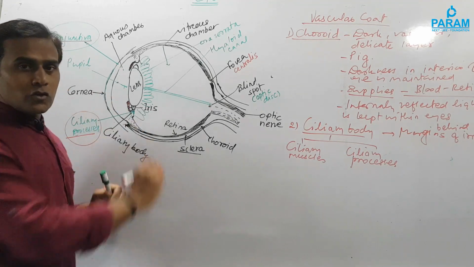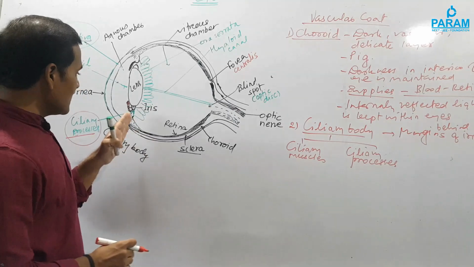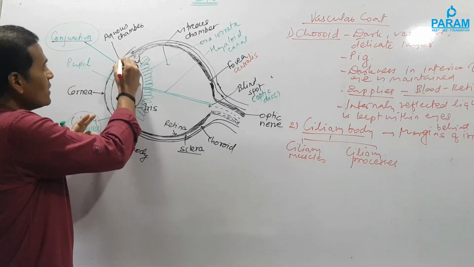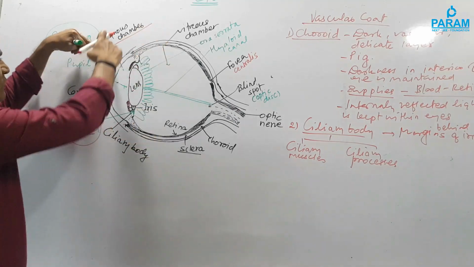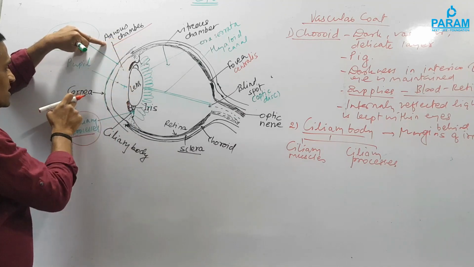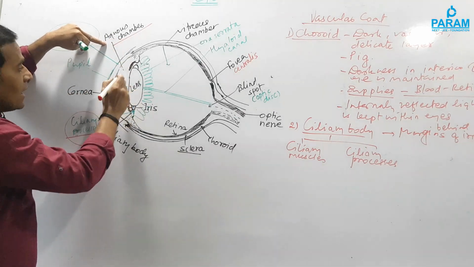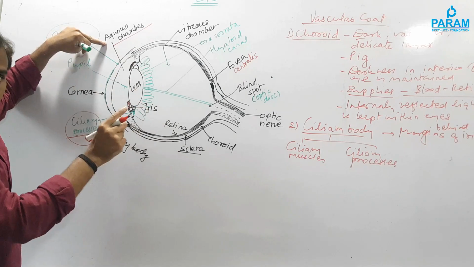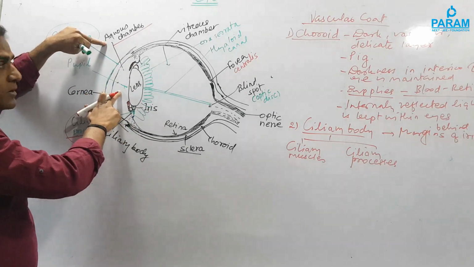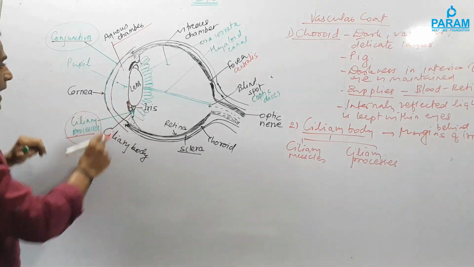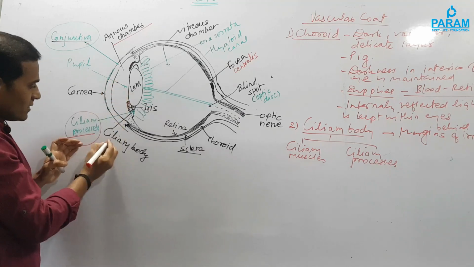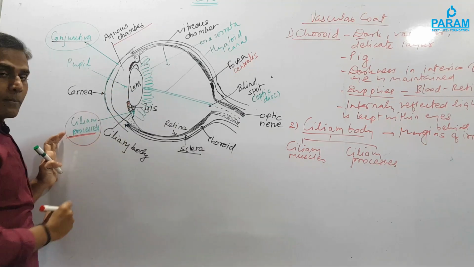Now, what is the function of these ciliary processes? These ciliary processes secrete aqueous humor in the aqueous chamber. This is the aqueous chamber. The aqueous chamber is present in between cornea and lens. Now, aqueous fluid or aqueous humor is present in this chamber, and this fluid is secreted with the help of ciliary processes.